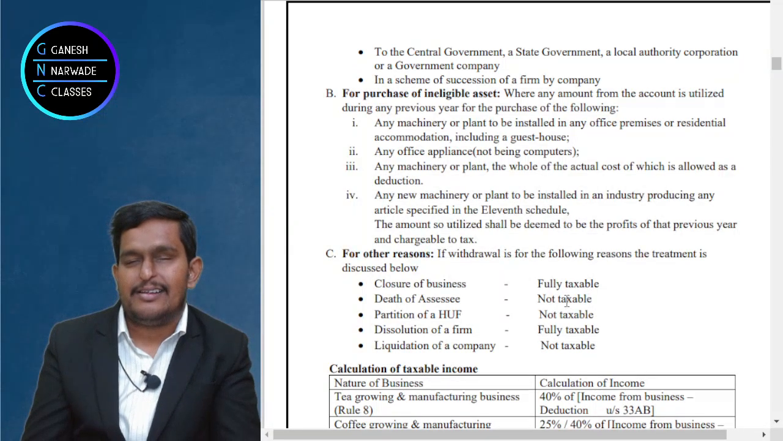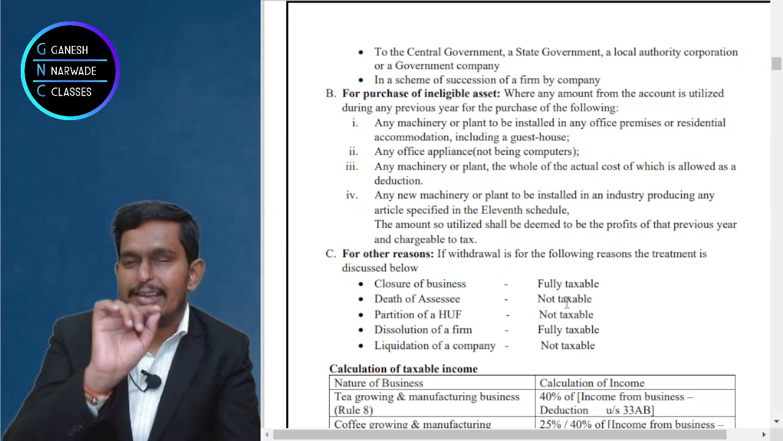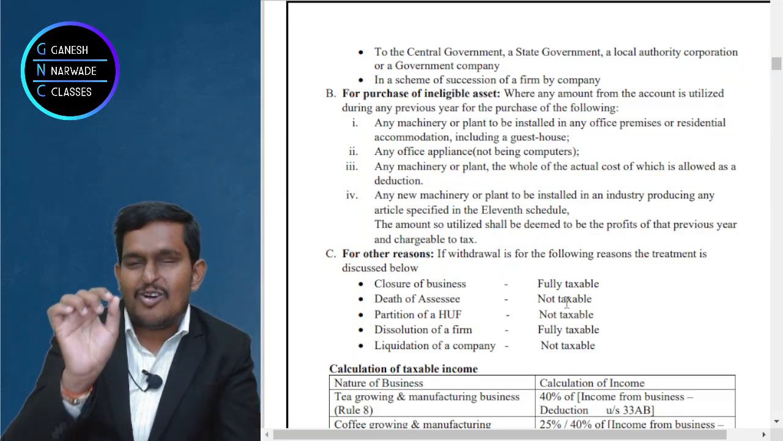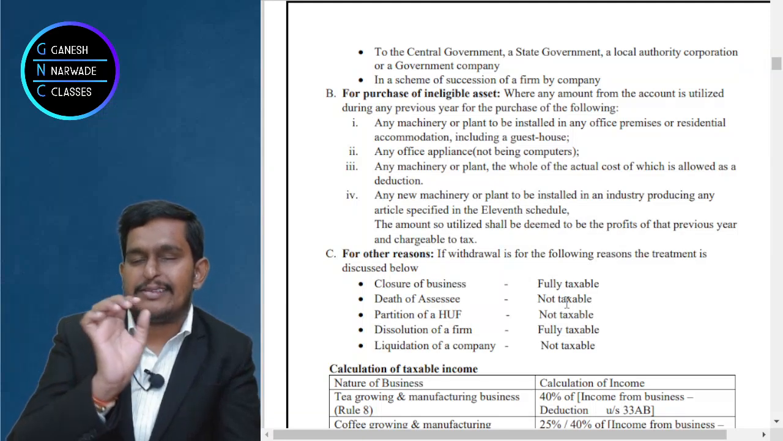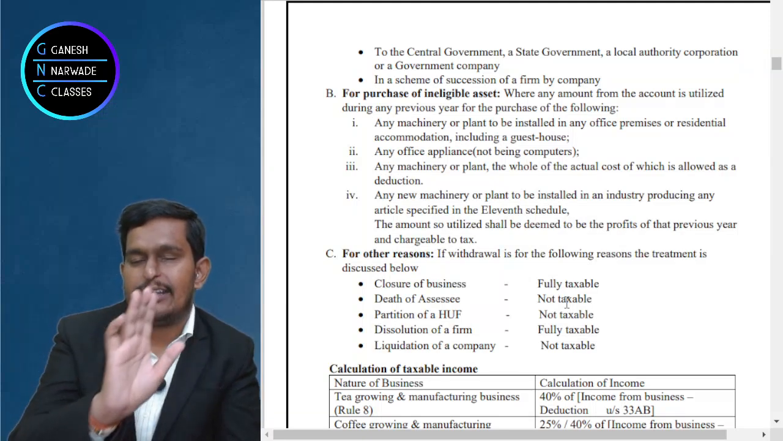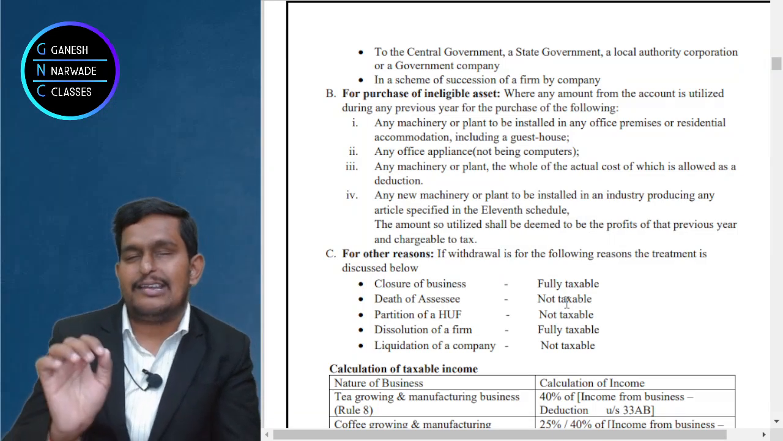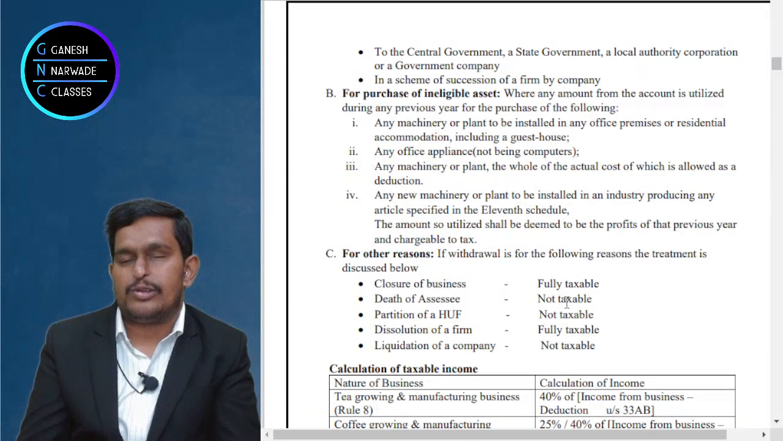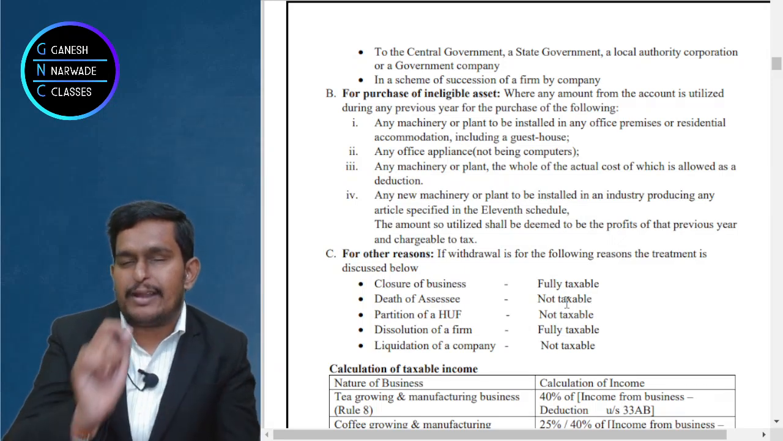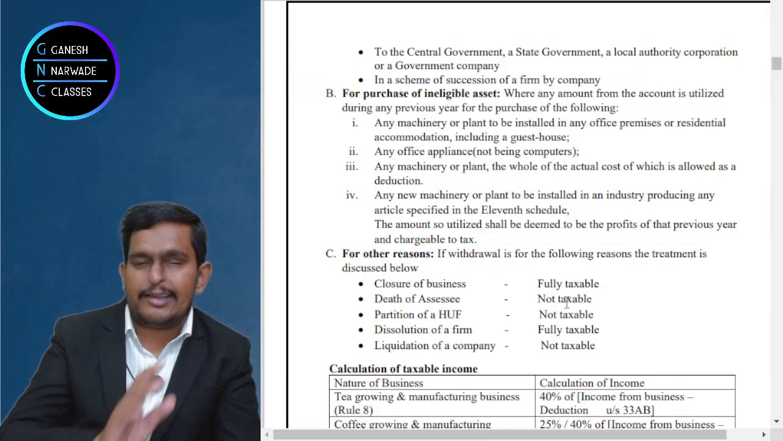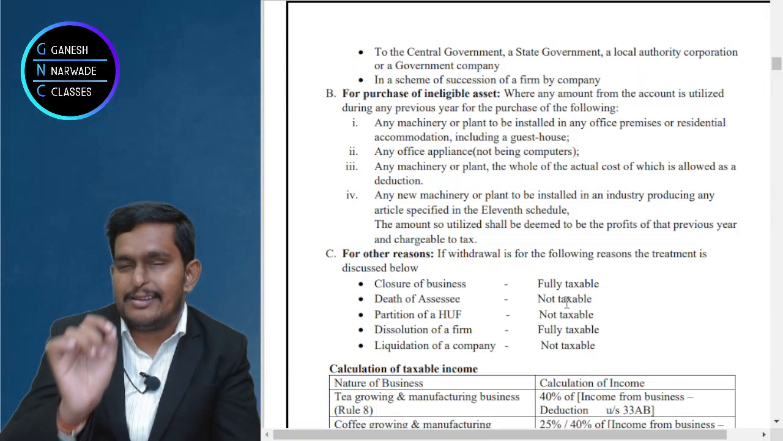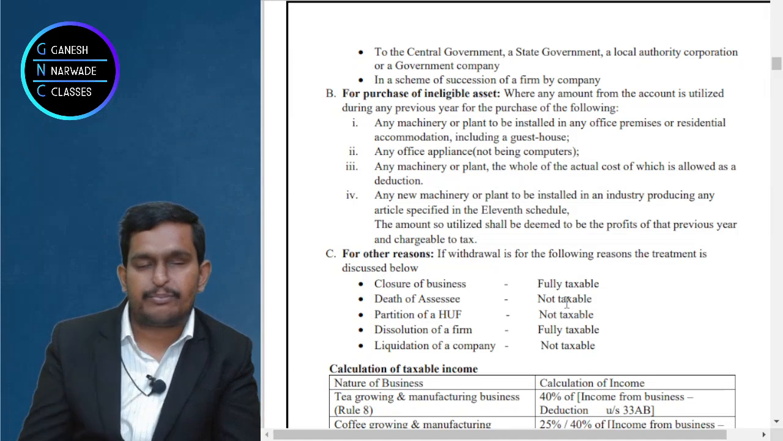Again I am telling, simply remember: residential assets, office assets other than computer, scientific research assets on which 100% deduction you got, and 11th schedule assets. So these are ineligible assets. If you withdraw the money for purchasing any of these assets, then the entire total amount withdrawn for these assets is fully taxable.